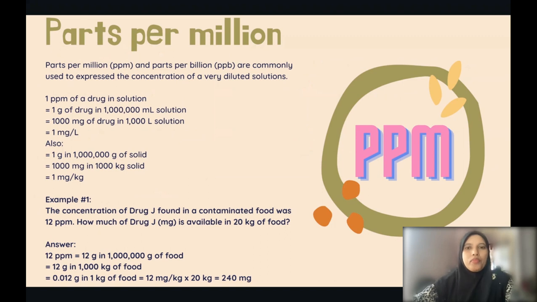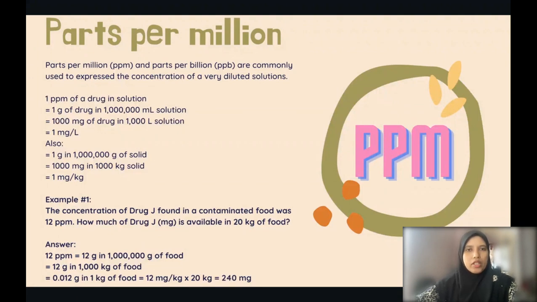Now, we will continue with the next calculation, which is parts per million. Parts per million, or ppm, means that we are trying to quantify the amount of substance based on a million parts. As an example, if I say the substance in this solution is 1 ppm, it means there's 1 part of the substance in 1 million parts of carrier or water.